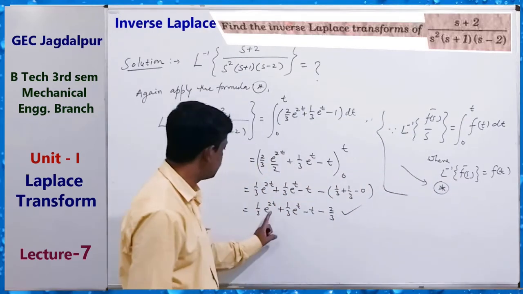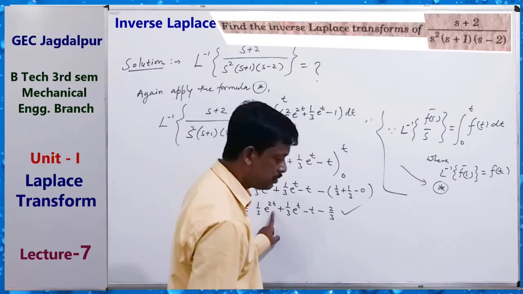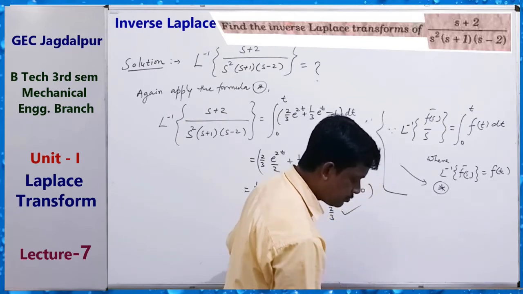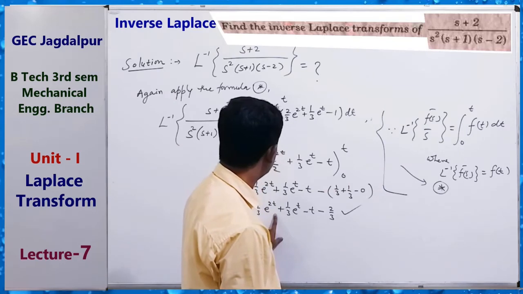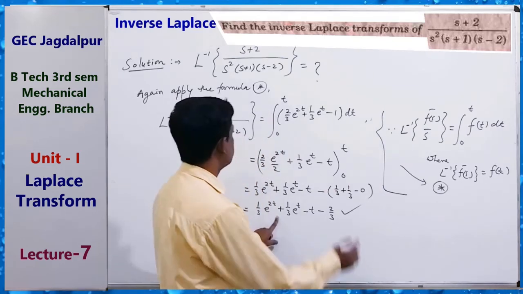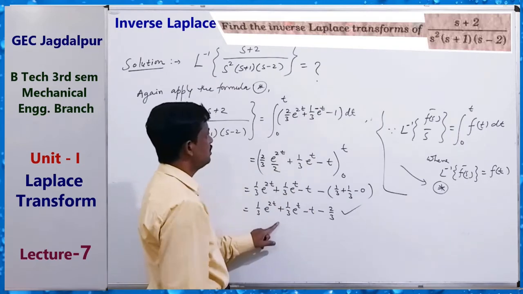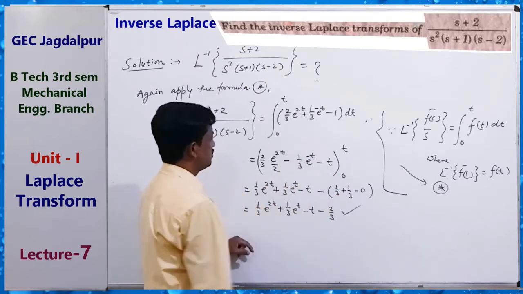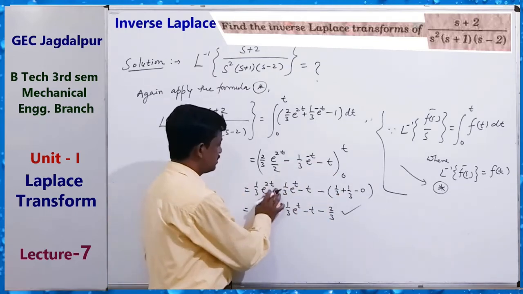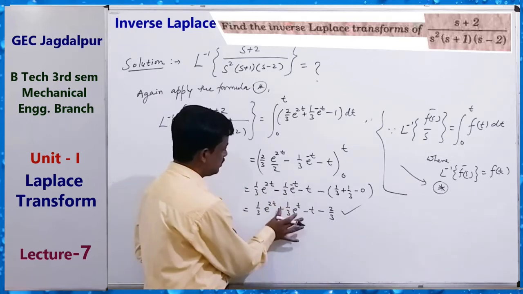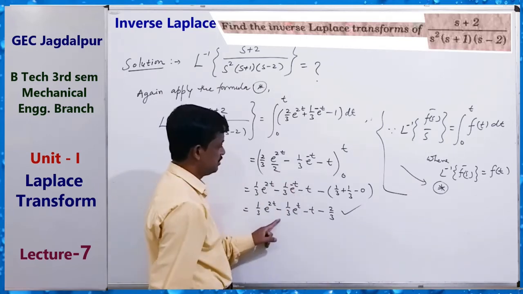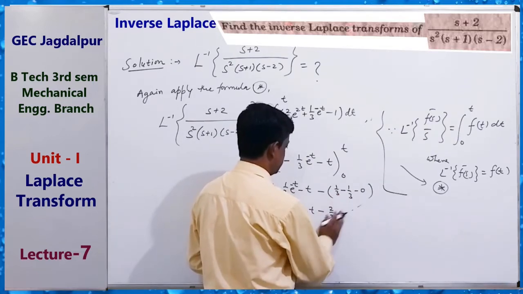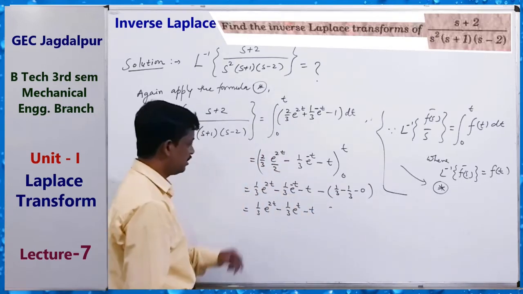There is a 2t minus e to the power... I think it was a minus sign. It was a minus sign, so it is minus t. So minus e to the power minus t. So here also minus e to the power minus t. So this is our final answer, I think.